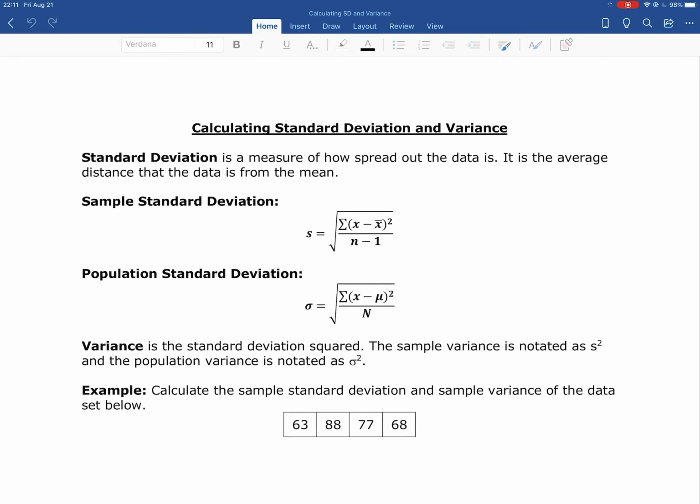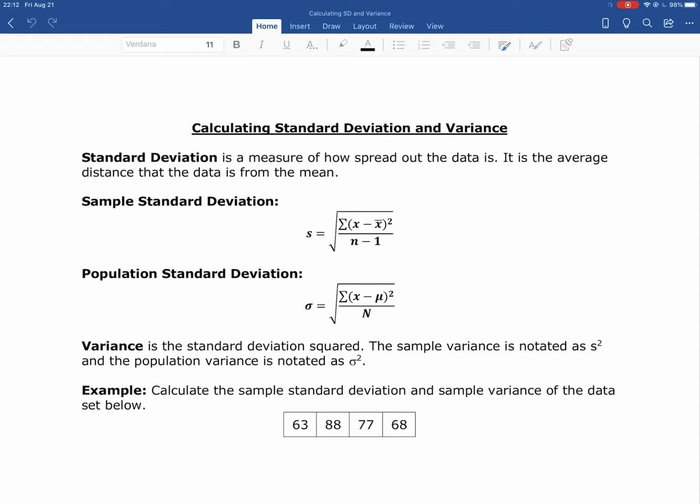Okay, so now we're going to look at the standard deviation and the variance. The standard deviation is a measure of how spread out our data set is. It's the average distance that the data values are from the mean. So we have two different formulas, one for if we're looking at data from a sample, and the second one is if we're looking at data coming from a population.